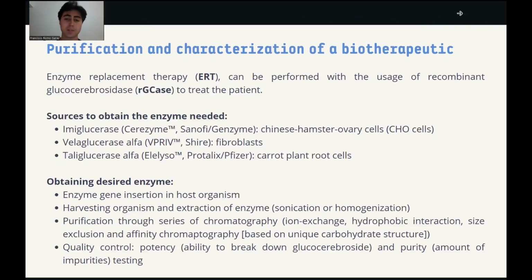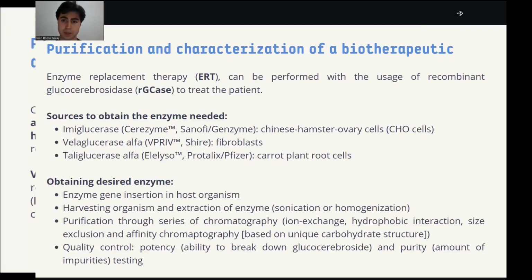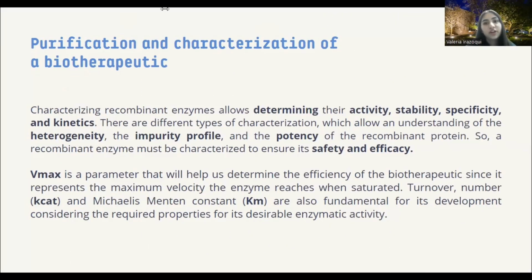Potency in this case being the ability to break down glucocerebroside, and purity being the amount of impurities in the enzyme. Characterization allows for determining their activity, stability, specificity, and kinetics, also knowing heterogeneity, the impurity profile, and the potency. So our recombinant enzyme must be characterized to ensure its safety and efficacy. Bmax is a parameter that will help us determine the efficacy of the biotherapeutic, and also Kcat and Km are required properties for the desirable enzymatic activity.